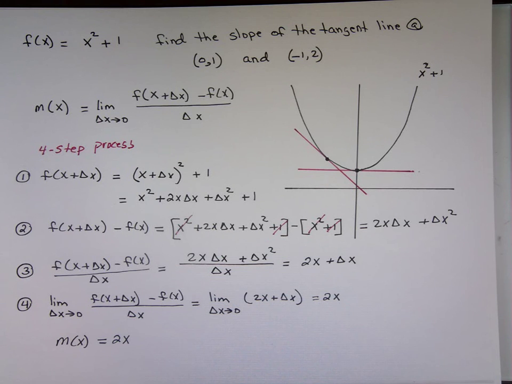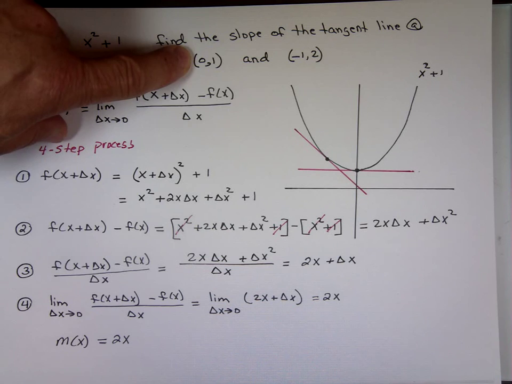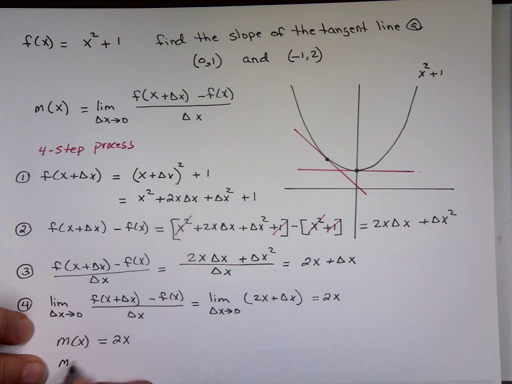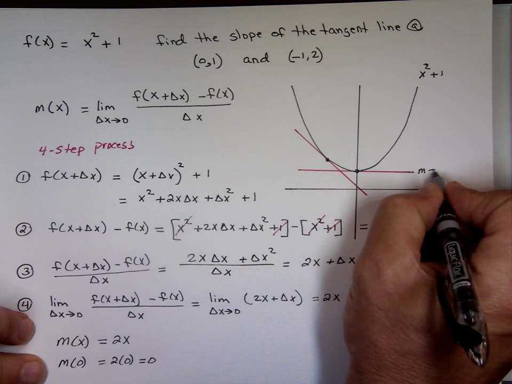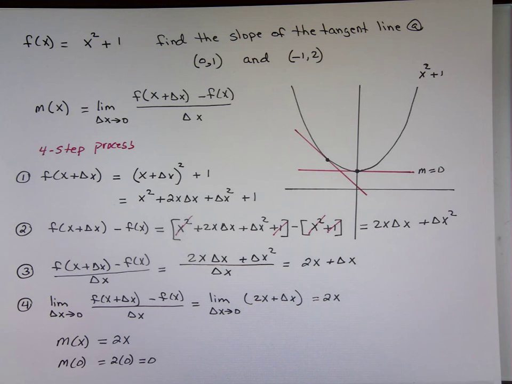So you want to find your slope at x equals 0 now? What's m at 0? Let x be 0. What's 2 times 0? 0. So the slope of this tangent line is 0. We knew that by looking at it.